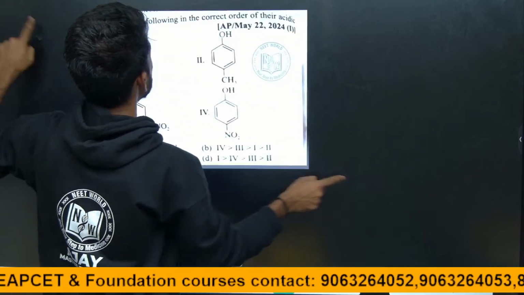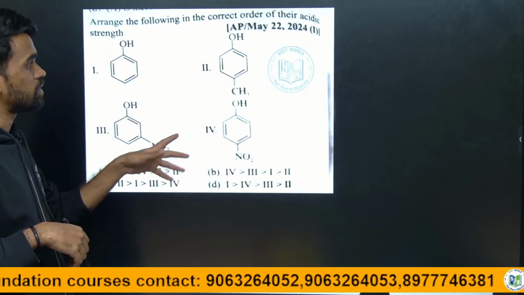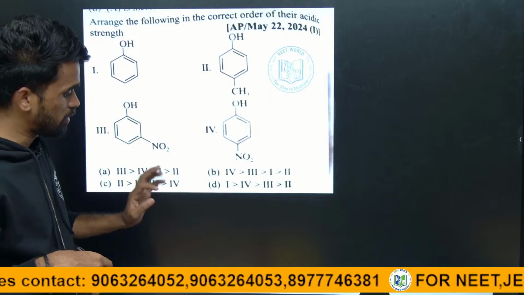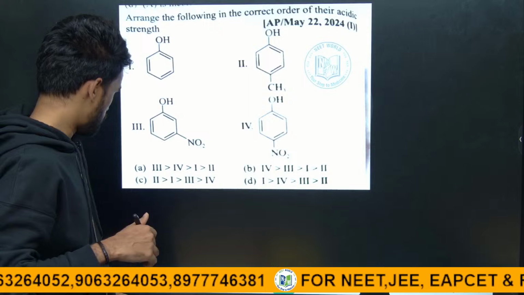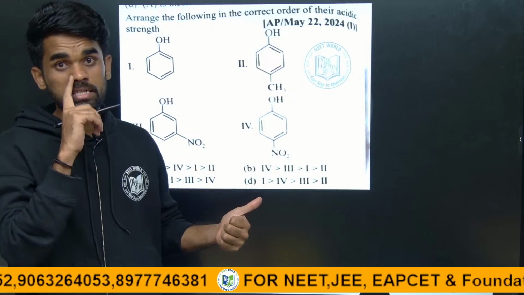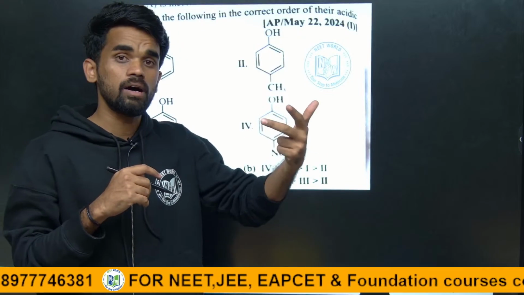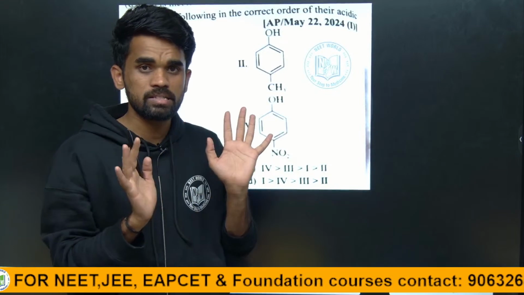So, arrange the following in the correct order of their acidic strength. Given phenols with some groups attached at the para position and meta position, identify them. So how can we say the acidic nature of phenols? They may ask about acidic nature of phenols, or the pK order of phenols, or they may also ask the Ka order of phenols. All these things are related to the same concept only.